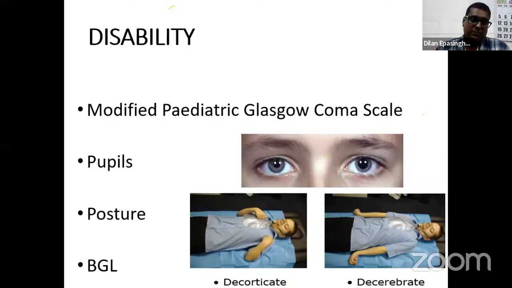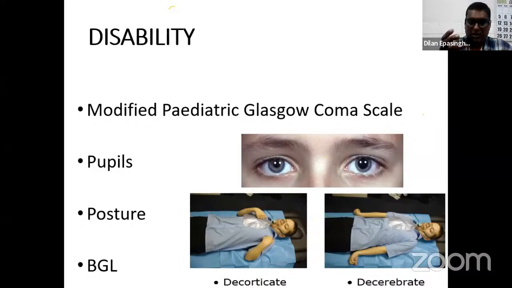Right. The next step is disability. It's very important. Disability wise, you check the GCS or AVPU, and pupil size, and posture, and blood sugar level.